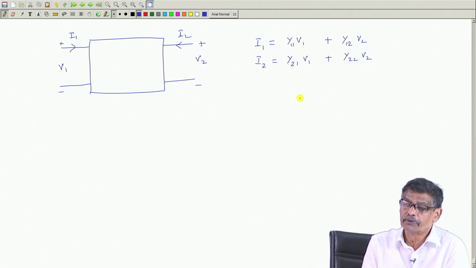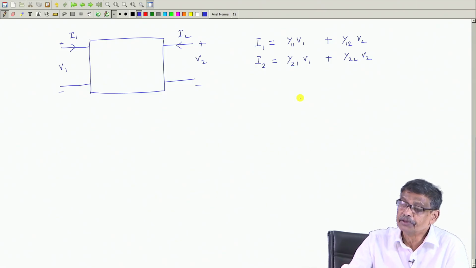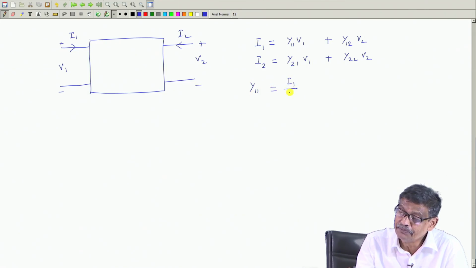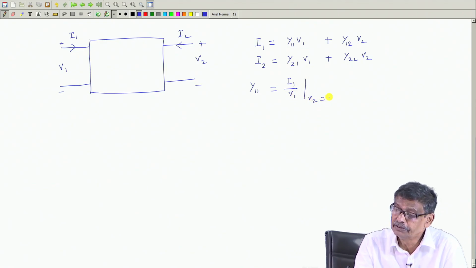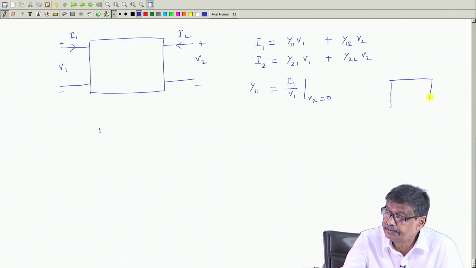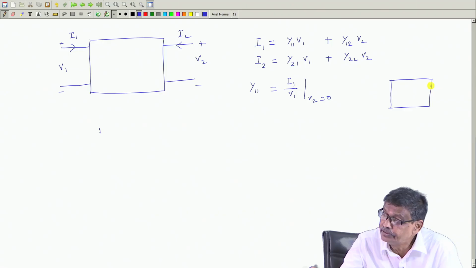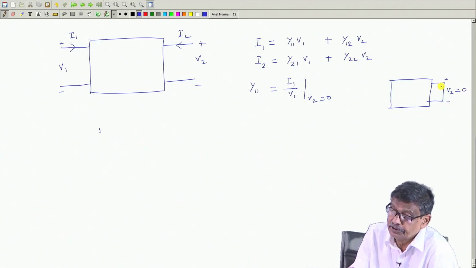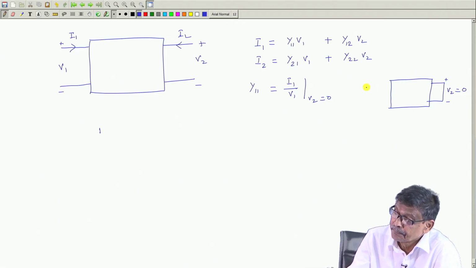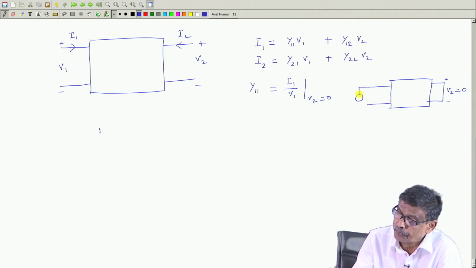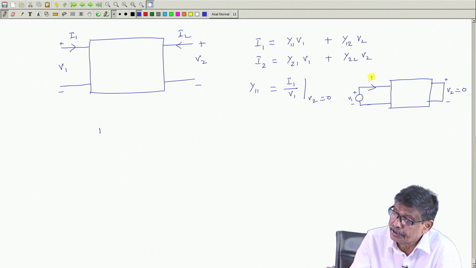Now, once again, what are the values of Y 1 1, Y 1 2, Y 2 1 and Y 2 2? You can easily see Y 1 1 will be equal to I 1 by V 1 provided V 2 is equal to 0, is it not? So suppose I draw the network now like this, a two port network. V 2 equal to 0 means you short circuit the output port, then only V 2 will be equal to 0. With V 2 equal to 0, short circuit, you excite the input port with a voltage. So excite this input port with a voltage V 1 and see how much current it is drawing, I 1.